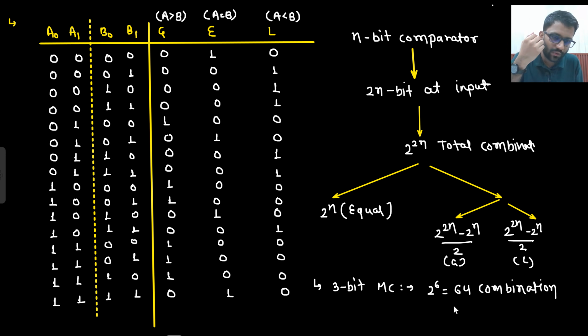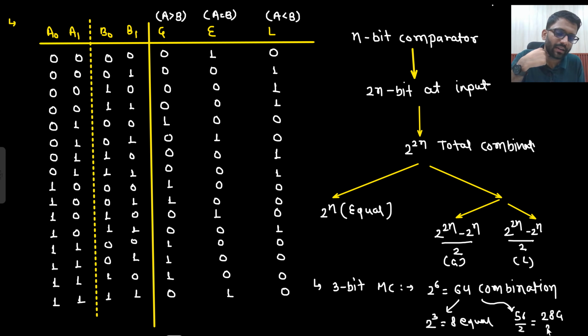Out of these, 2 to the power 3 are equal. 2 to the power 3 means 8 equal. And 64 minus 8, what would that be? 56 by 2, that is 28 greater and 28 lesser. That's the thing. Well and good, very easy. If these kinds of questions are asked in the examination, you can tell how many times it would be greater and how many times it would be lesser. Now, how to write down the final expression? That we will see now.